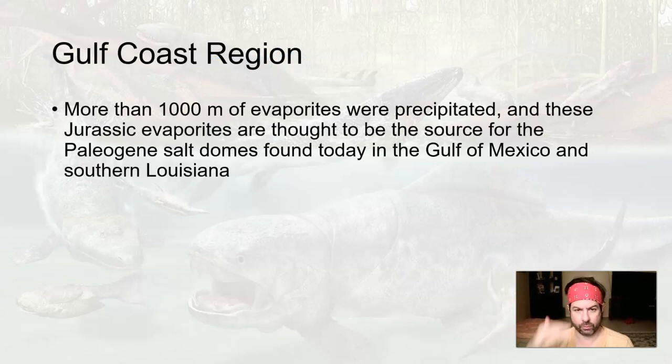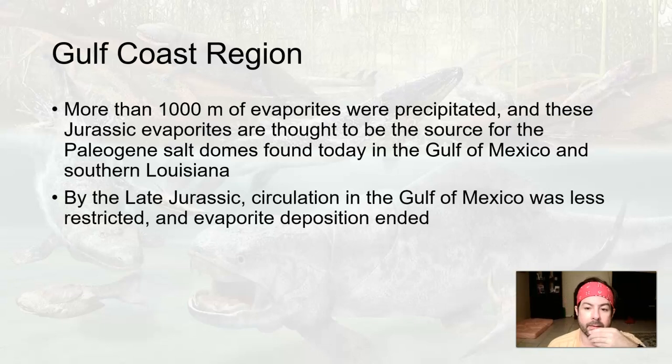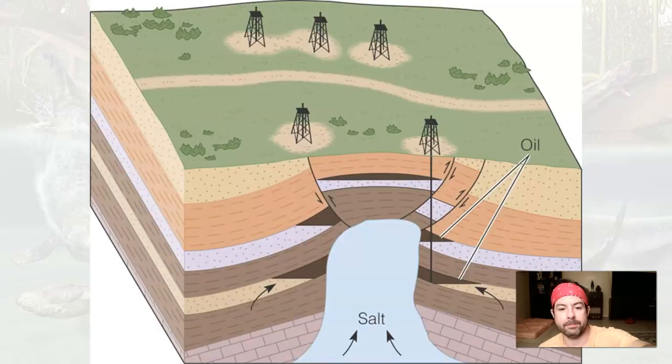In the Gulf Coast region, there's more than 1,000 meters. That's a kilometer, 0.7 miles thick, of evaporites that precipitated out of the salty seawater. And they created these structures called salt domes, which are found in the Gulf of Mexico and southern Louisiana today. And by the later part of the Jurassic, which is the middle period in the Mesozoic, circulation in the Gulf of Mexico was less restricted. So you're starting to get currents and ocean water moving in and out, so evaporite deposits ended.